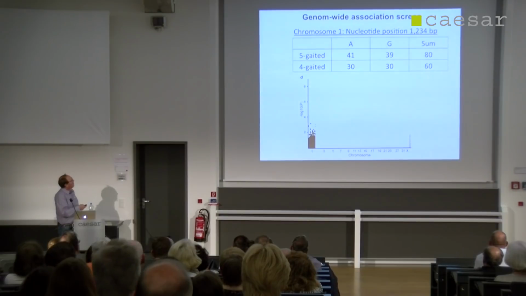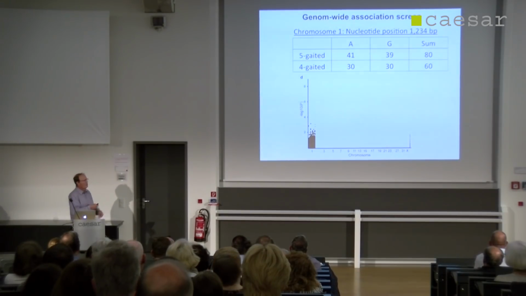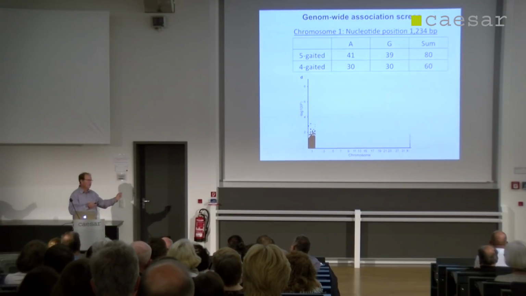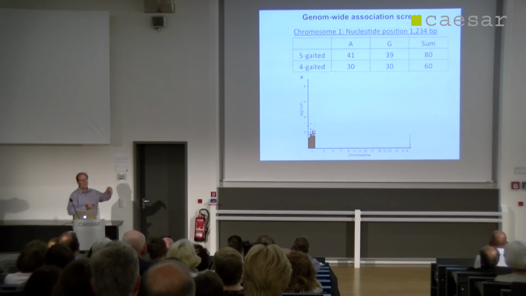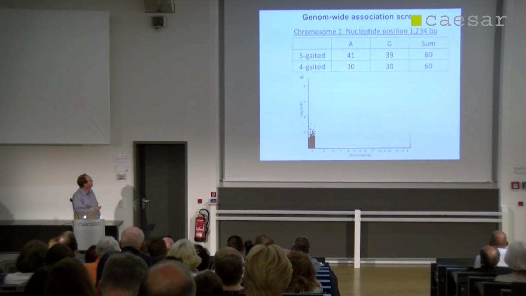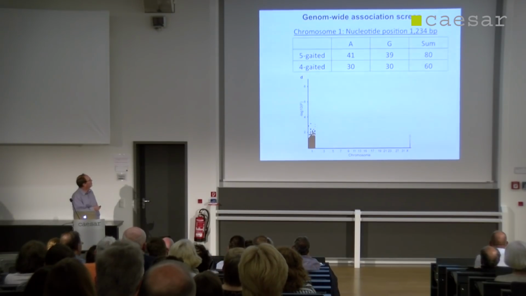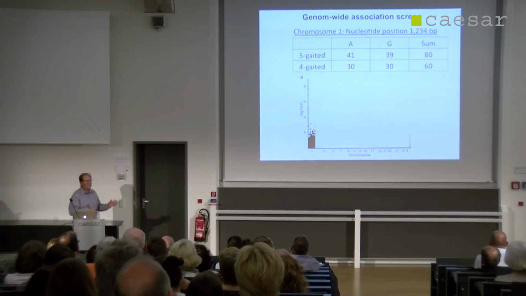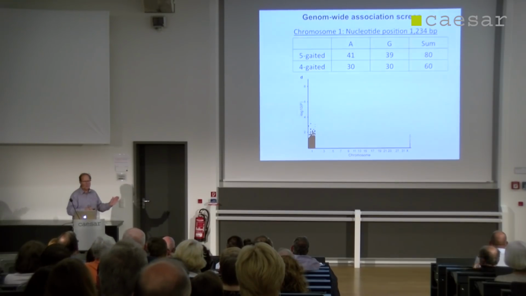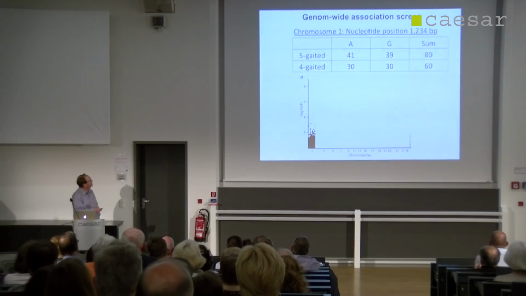So we take advantage of this, because what we are expecting is that if you have a genetic marker which occurs in the vicinity of a mutation that is controlling this phenotype, we expect to see a difference in the frequency among the two groups here. So in this case, at this position, you see there is 41, 39, 30, 30, very, very similar, not statistically significant. We say it's unlikely that there's something in the vicinity of this genetic marker.